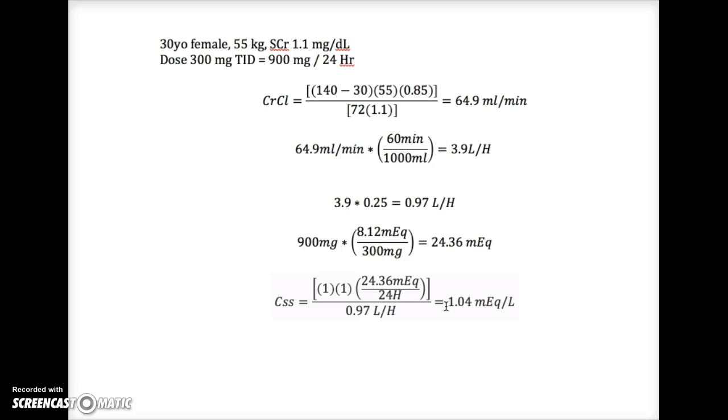So the question asks if we should titrate our dose to 600 milligrams 3 times daily. The answer is no, because if you do try to calculate that, the level will come out to be 2.09, which is a supratherapeutic or toxic level of lithium. So that's the answer to your practice question in the lithium lecture for bipolar disorder.